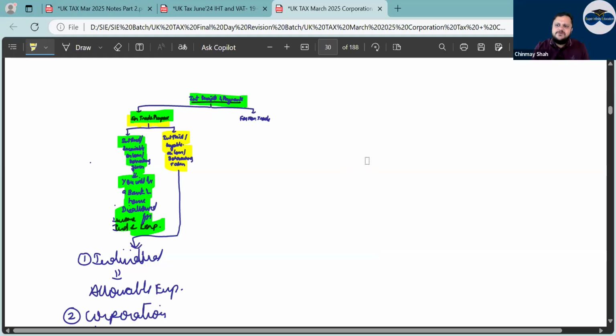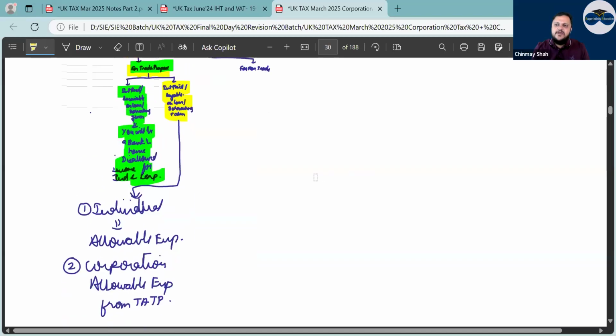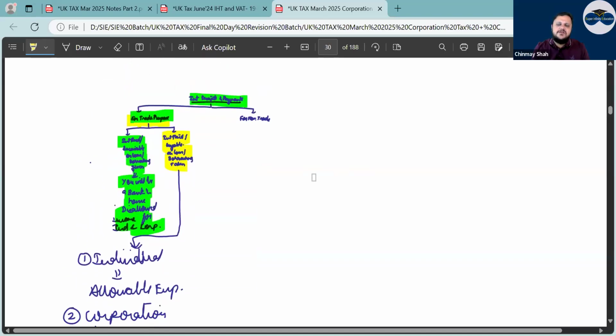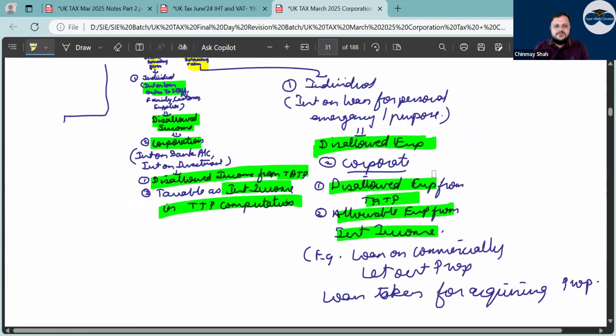Banks have borrowing as the main purpose, correct. You can never have interest receipt from trade purposes. Even if it comes up, you will not tax that income at all. Interest paid or payable on loan, obviously borrowed amount. Individual allowable expense, corporation allowable expense from TATP. But tell me, in corporations generally or individual also self-employment, it will be on accrual basis, correct.